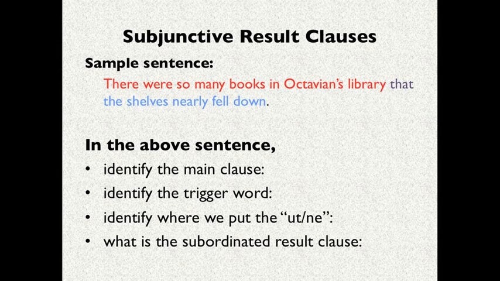Okay, so our main clause is, there were so many books in Octavian's library. Your trigger word is so many, which would be expressed in Latin by the word tot. You would put an ut, where I've highlighted that in English, and your subordinated result clause would be, the shelves nearly fell down.